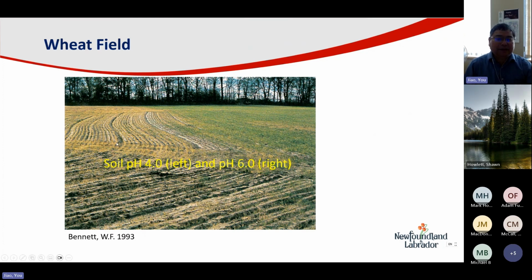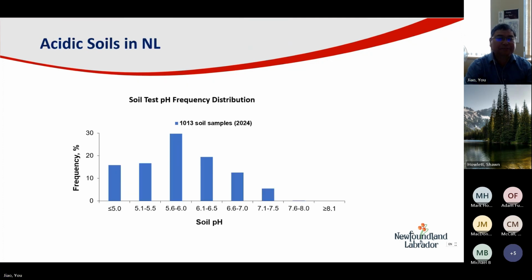There's the picture. I favored the picture of the wheat field. On the left side, the soil pH is 4, and on the right side, the soil pH is 6, with the same management. I mean the same fertilization, cultivation, same crop, same variety, and it shows a very different result because the soil pH controls the nutrient availability.